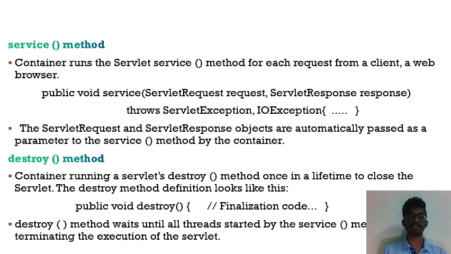Then next comes the service method. The requests which are sent by the user, and the methods which should be made possible for the server, are handled by this service method. And then after the service method is done, the destroy method will be used. The container runs a servlet's destroy method once in a lifetime to close the servlet. The destroy method definition looks like public void destroy, and it waits until all the threads of the service method are terminated after execution.